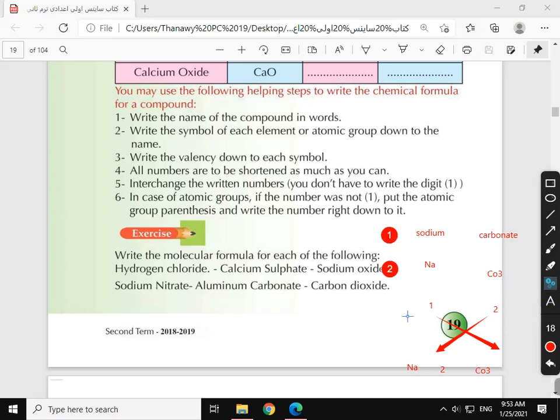NaCO3. Then number 3, write the valency of these elements. 1, the valency of sodium, and 2, the valency of carbonate group. Then exchange these valencies. So 2 and here 1, but 1 is not written. Then we write the symbols, so it becomes Na2CO3. So the chemical formula of sodium carbonate is Na2CO3.